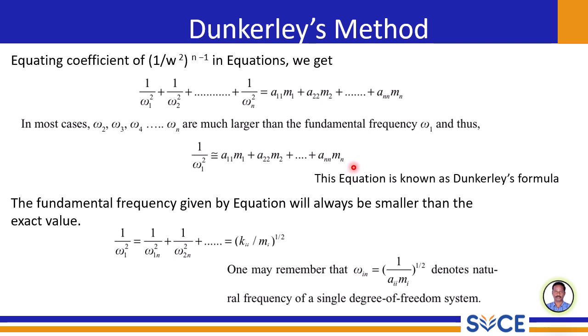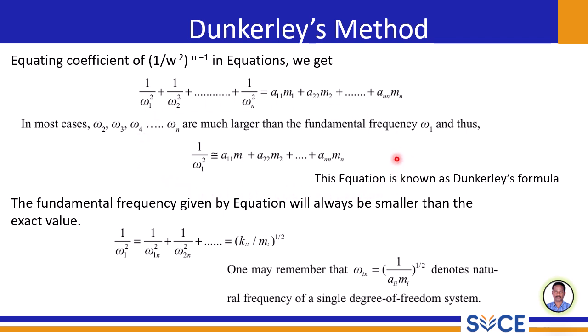Due to the fact that the higher frequencies are generally much larger, the fundamental frequency is going to be very small compared to the other frequencies. So the larger frequency contributions are very small. Thus we can approximate the sum by the first terms alone, leading to Dunkerley's formula: 1 by omega square equal to a11 m1 plus a22 m2 and so on. This equation is the essence of Dunkerley's method.